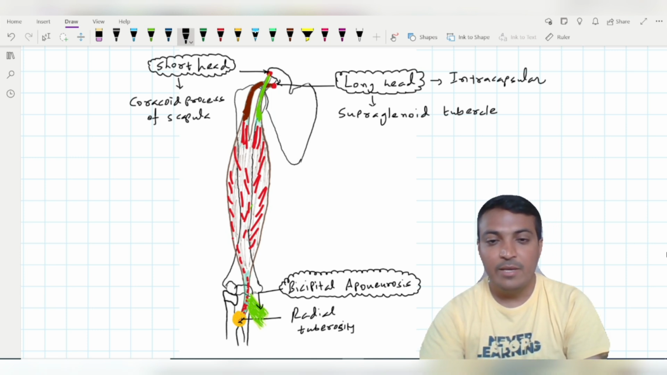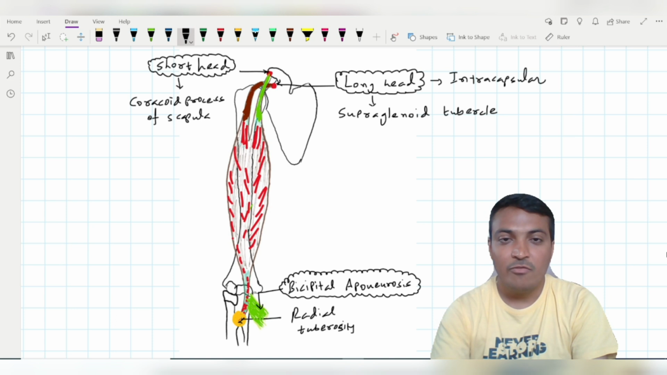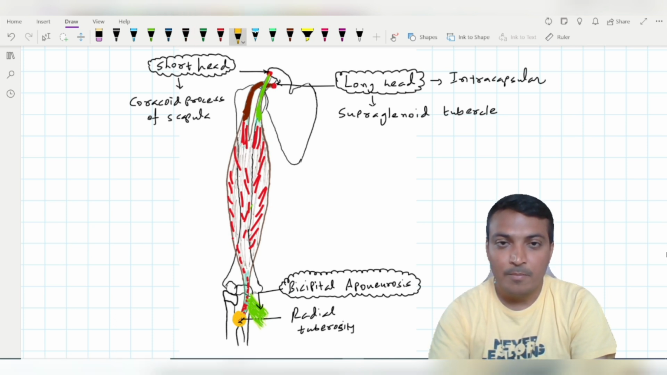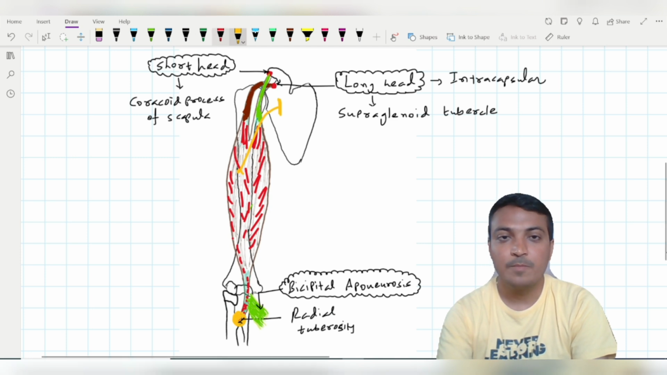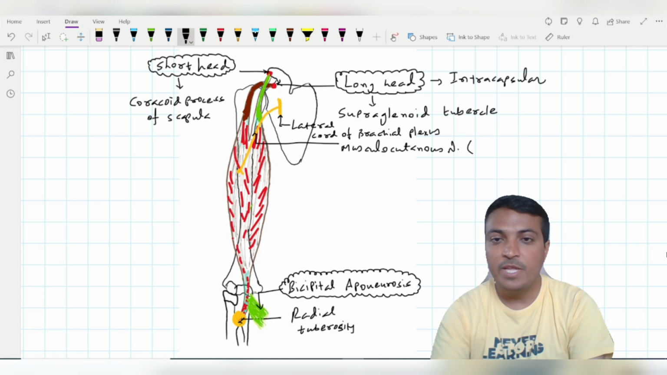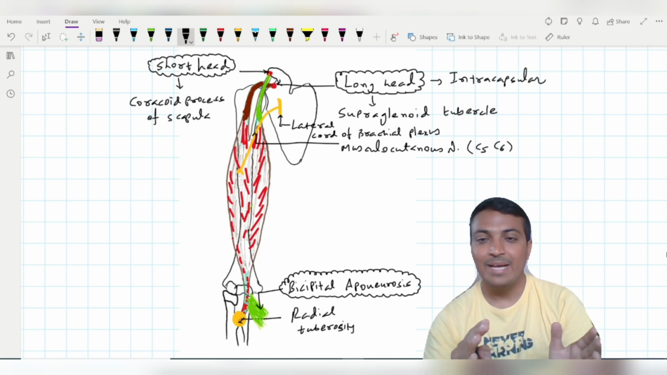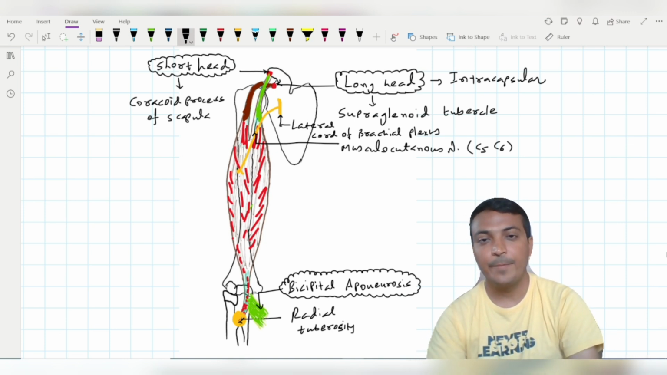So this one is the insertion and the origin of the biceps brachii muscle. Now let's move on to the nerve supply of the biceps brachii muscle. The musculocutaneous nerve, which is a branch of the lateral cord of the brachial plexus, is going to supply the biceps brachii muscle. The root value of the musculocutaneous nerve is C5 and C6. So the C5 and C6 nerve roots are responsible for the tendon jerk of the biceps brachii.